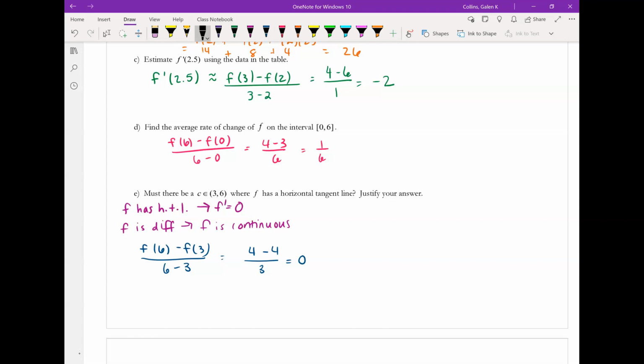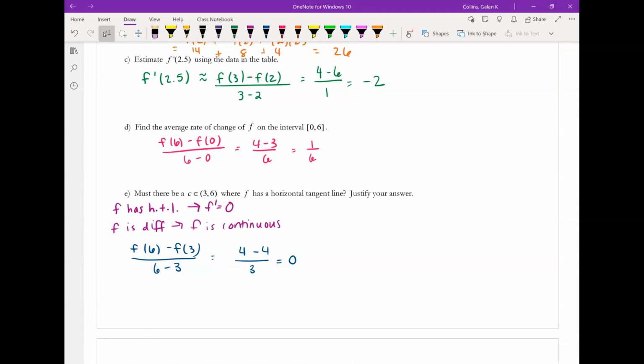So to answer the question, the MVT does guarantee us a horizontal tangent line. Instead, the MVT, the mean value theorem, guarantees a c on the interval from 3 to 6 such that f prime of c equals 0.